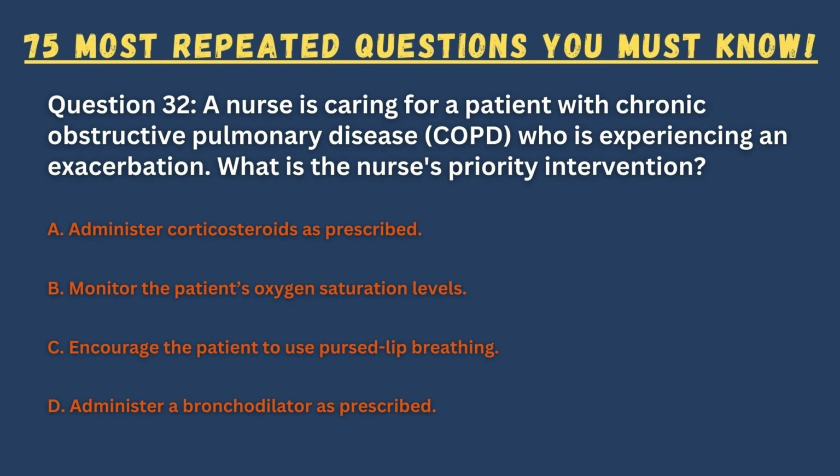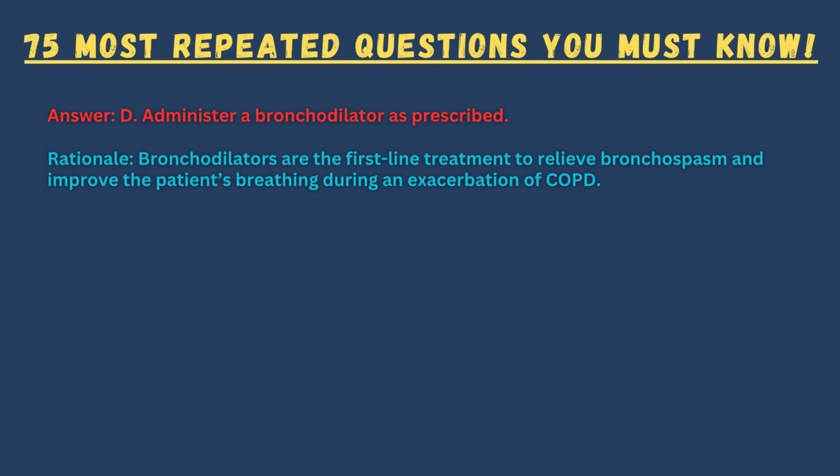exacerbation. What is the nurse's priority intervention? A. Administer corticosteroids as prescribed. B. Monitor the patient's oxygen saturation levels. C. Encourage the patient to use pursed lip breathing. D. Administer a bronchodilator as prescribed. Answer: D. Administer a bronchodilator as prescribed. Rationale: bronchodilators are the first-line treatment to relieve bronchospasm and improve the patient's breathing during an exacerbation of COPD.